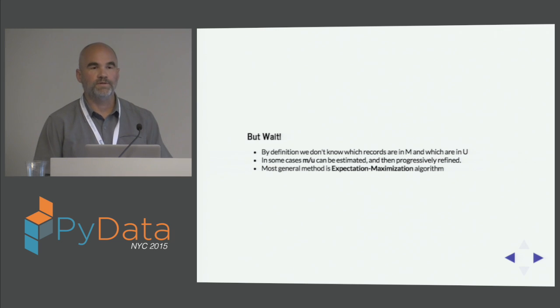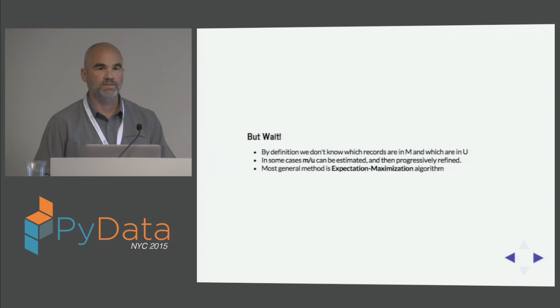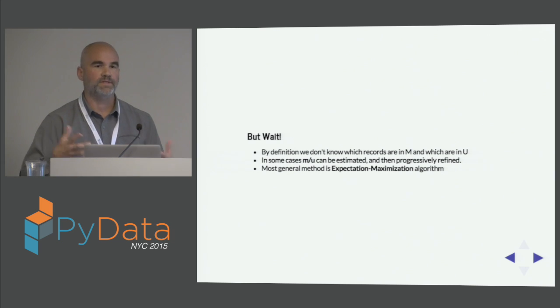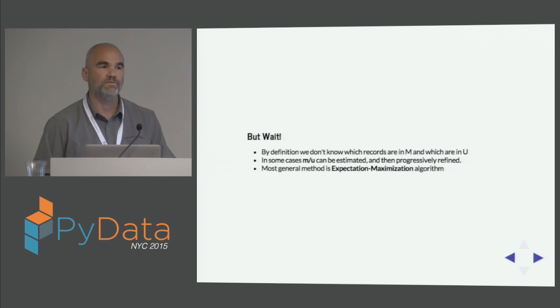So you've probably noticed that this method sort of depends on actually knowing what's in the M set and what's in the U set to begin with, which would kind of defeat the purpose if we already knew that. There are some ways to do that that just involve knowing something about the data and progressively refining it. But the technique that people have arrived at over the years to do this in a more precise way is the expectation maximization algorithm, or EM algorithm.